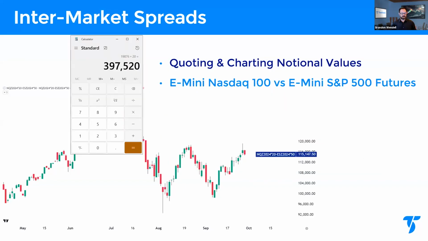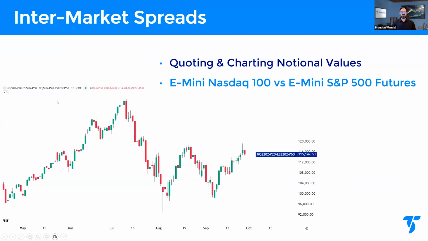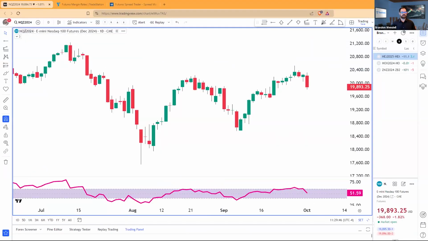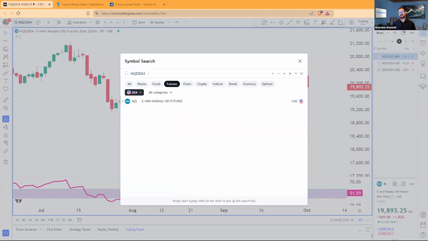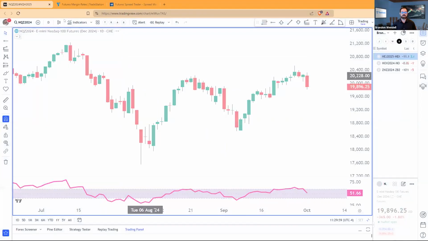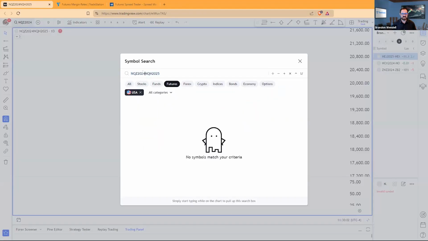You literally, whoops, zoom back out. You literally just chart one price minus the other. And if you need to, you adjust for the notional values. So again, if I go out to the current chart here, I have the NASDAQ showing. And if I want to see how's that NASDAQ versus another NASDAQ contract, intra-market, I just do, let's see, we've got December. So I'll do NQH 2025. Oh, did I forget to put the symbol in between? I did, the negative.